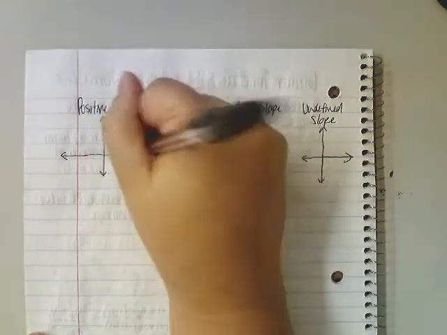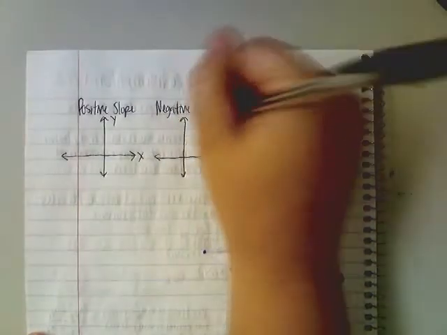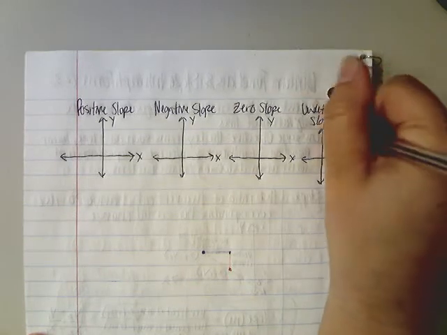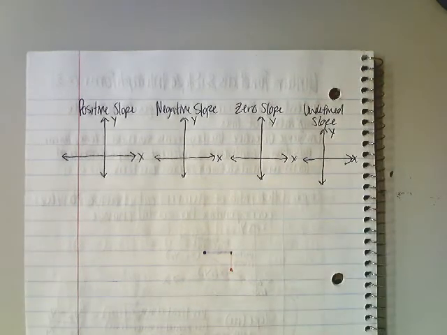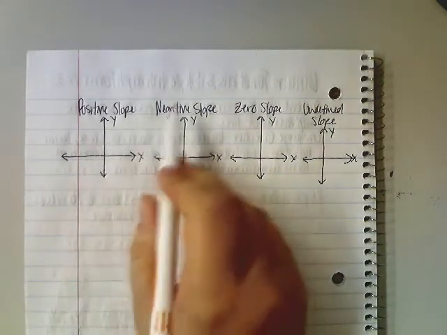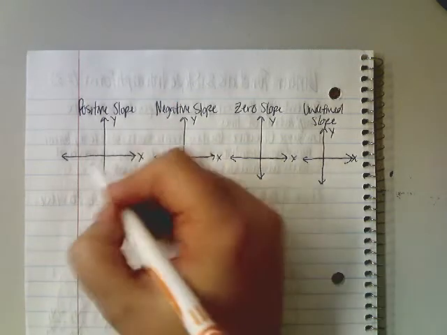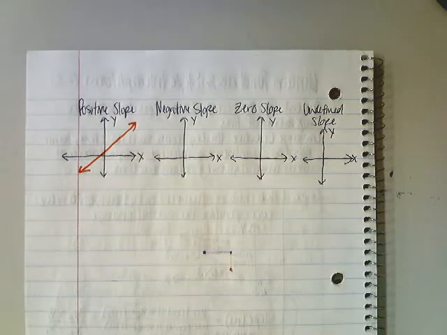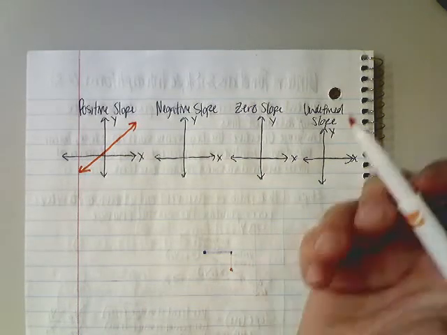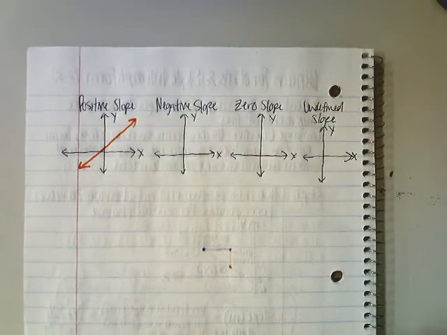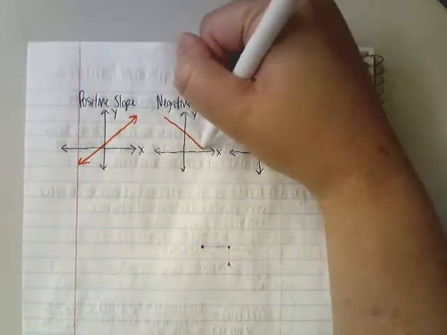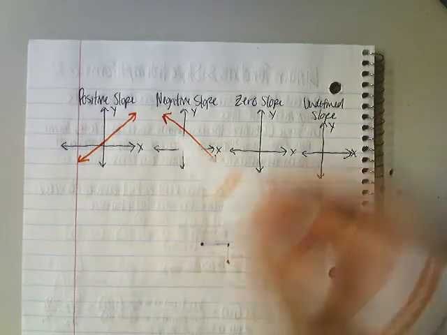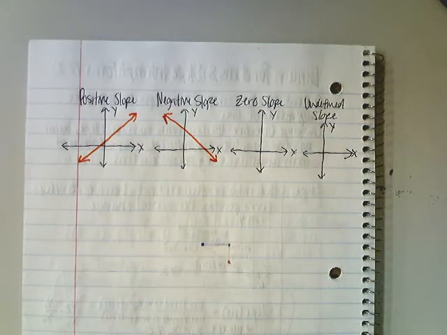Okay, so these are all of our x and y axes. A positive slope is going to be where, as x gets greater, y will also get greater. So our positive slopes will generally look like that. As x gets positive, y gets positive. Our negative slopes will be the opposite. As x gets positive, y is actually getting negative. So as x goes in the positive direction, our y is going in the negative direction.